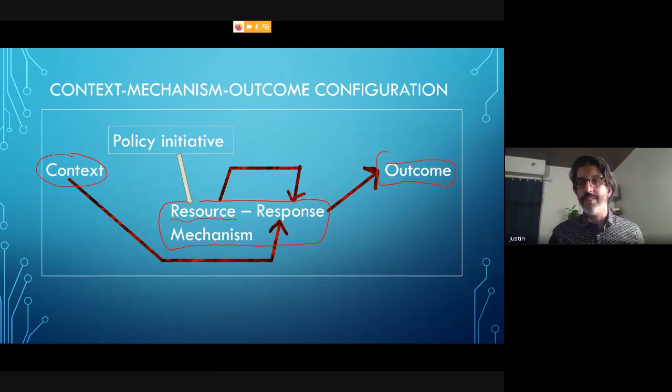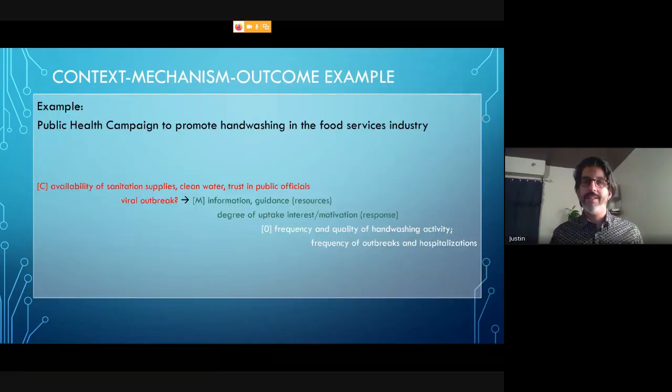So again, we can discuss. Let me give you an example. Here's an example of a context mechanism outcome configuration. Say you have a public health campaign to promote hand washing in the food services industry. It's hypothetical. It could be any industry. It could be promoting hand washing in the hospital sector, or anything. But for this purpose, I decided to say, let's say the restaurant business and catering business, the food service industry.